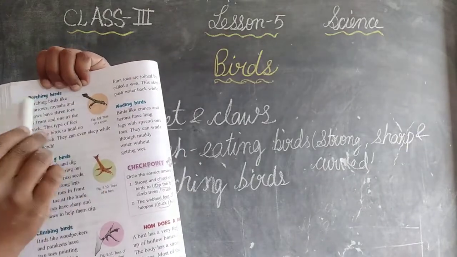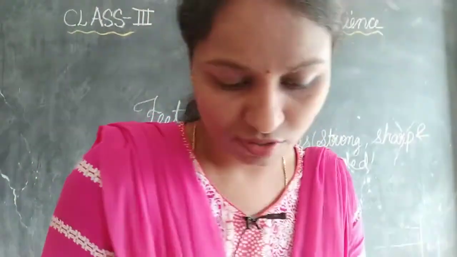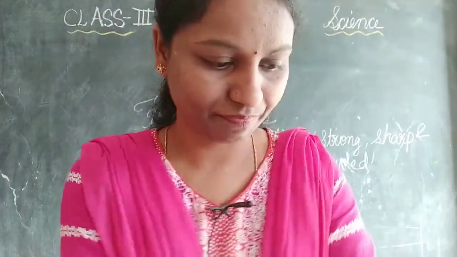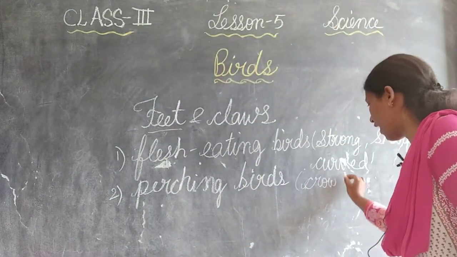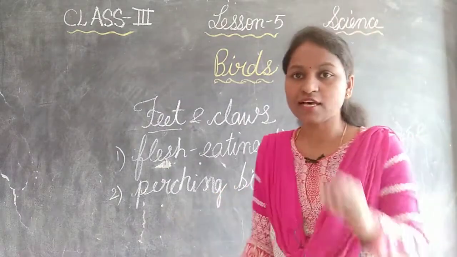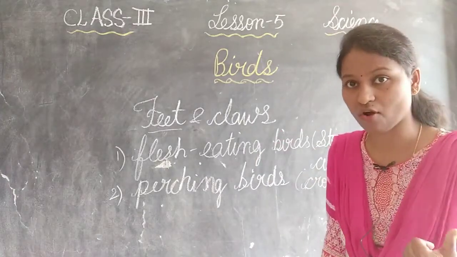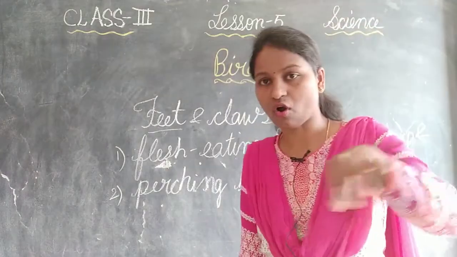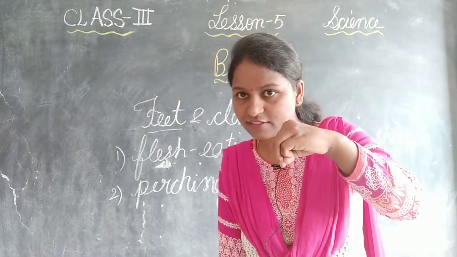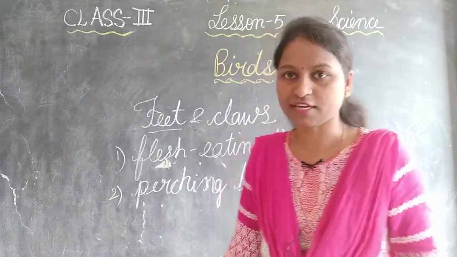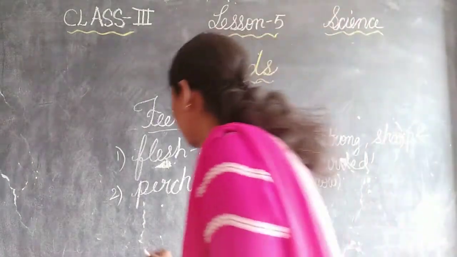So for the perching birds, the example is a crow. Yes, perching birds like crow. The perching birds have three toes in the front and two toes at the back, like claws. In those claws, three toes are at the front and two toes at the back, that is in the perching birds. Okay, next one is scratching birds.